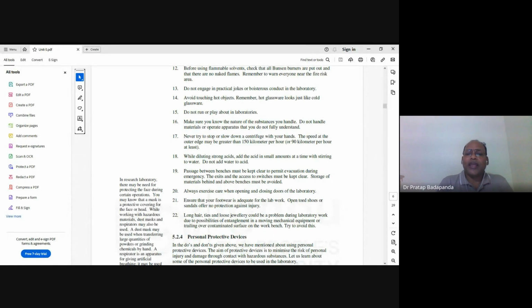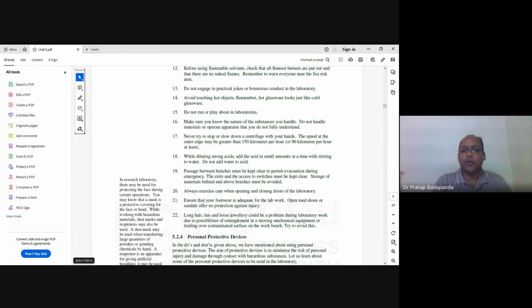Long hair, ties, and loose jewelry could be a problem during laboratory work due to the possibility of entanglement in moving mechanical equipment or trailing over it. Try to avoid this. I am not saying that these things will cause any harm, but it might. So it is better to keep these things away. This is the practical point.